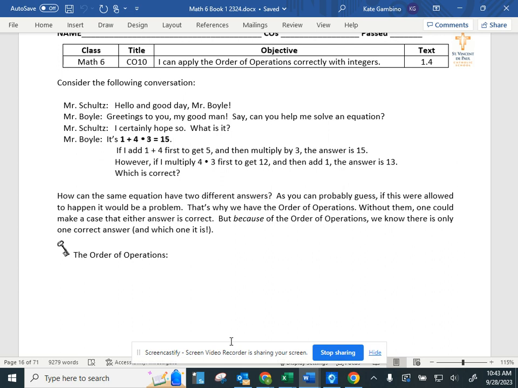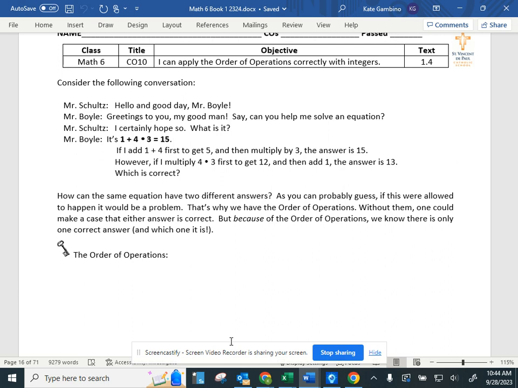If I add 1 plus 4 first to get 5, then multiply by 3, my answer is 15. But if I multiply 4 times 3 first to get 12, then add 1, the answer is 13. Oh my goodness, he got 2 different answers. How does he know which one is correct? What do you think? Which one is the correct answer?